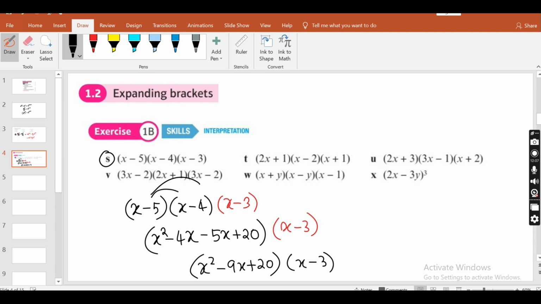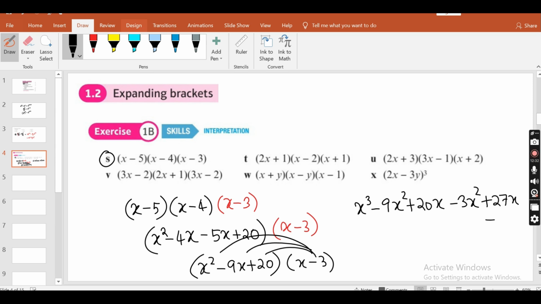Now open the bracket and multiply by the third one. Take x square, take x and multiply all 3. So you'll get x cube minus 9x square plus 20x. You have to be very careful about the sign, okay? Take negative 3 and multiply. You'll get negative 3x square plus 27x minus 60. Simplify the like terms. Can you copy this? Okay, sir.